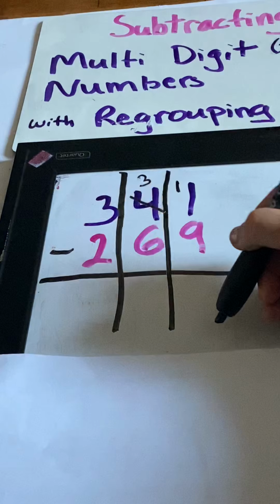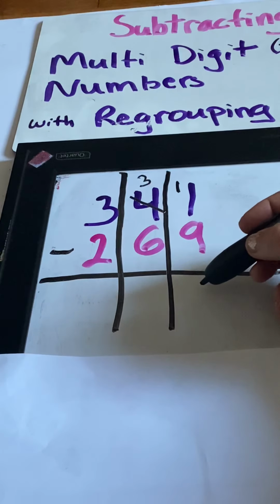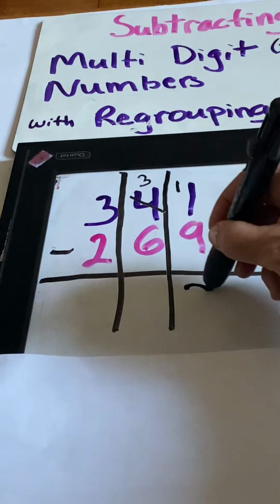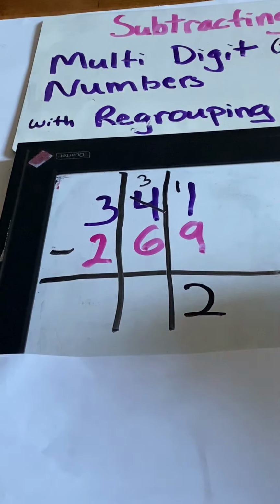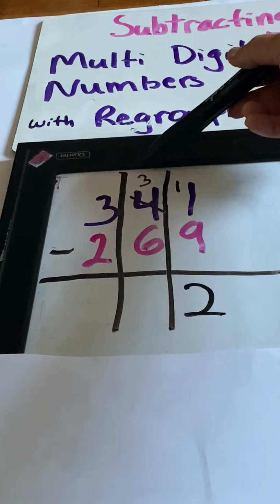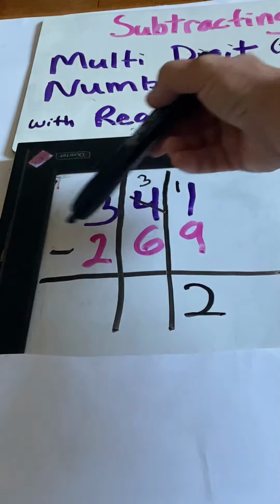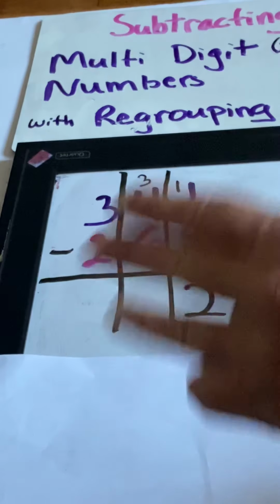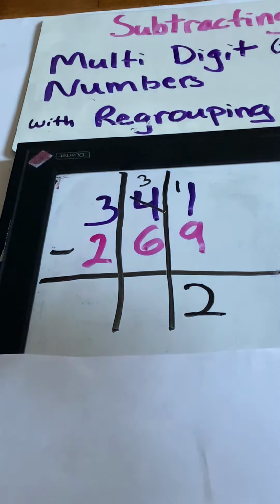And I'm going to follow my row and keep it in my row. 11 minus 9 is 9, 10, 11. So it's 2. And then I'm going to go over to the next column. And I'm going to say 3 minus 6. I have 3, but I can't take away 6. 3 is smaller than 6, so I have to make it bigger.